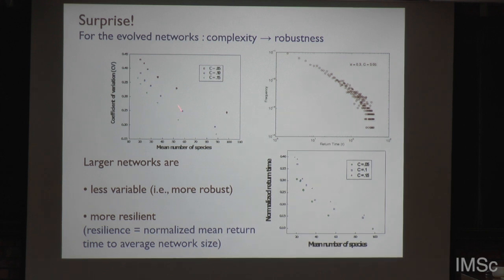So this shows that the coefficient of variation is actually coming down as you increase the diversity of the system. So in that sense, it's actually more robust because it's less variable. The more the number of species, the less the populations fluctuate. And moreover, it's also more resilient because it's coming back now to its equilibrium faster if you have more species.